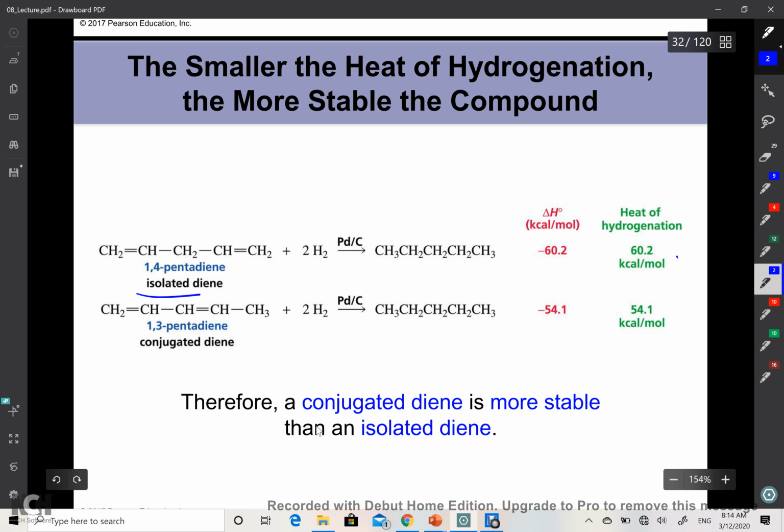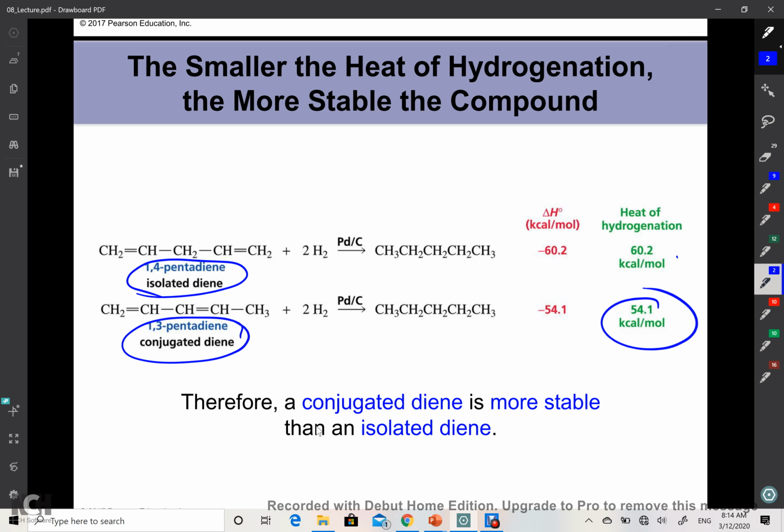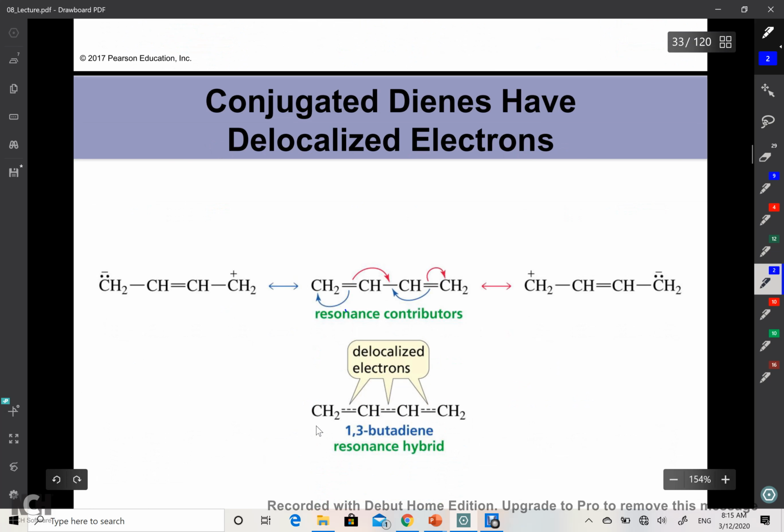So when you compare 1,4-pentadiene, which is an isolated system, to 1,3-pentadiene, which is a conjugated system, we notice that the 1,3 will have a smaller energy, in this case 54, compared to the 1,4, which has a relatively greater amount of energy. Then the one with the smaller energy is the more stable. So, conjugated dienes are more stable than isolated dienes in terms of heat of hydrogenation. Does that make sense?